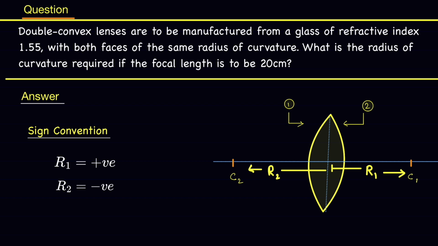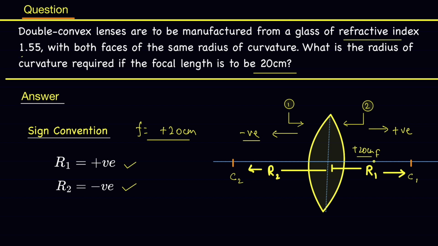Now if we see the sign convention, we know that the right side is considered as positive and the left side is considered as negative. So based on that, the sign convention of R1 is positive and R2 is negative. According to the question, the focal length is 20 centimeter. So we write f is equal to plus 20 centimeter, because for a convex lens, our focal length is on the positive side. And the refractive index is given as 1.55.